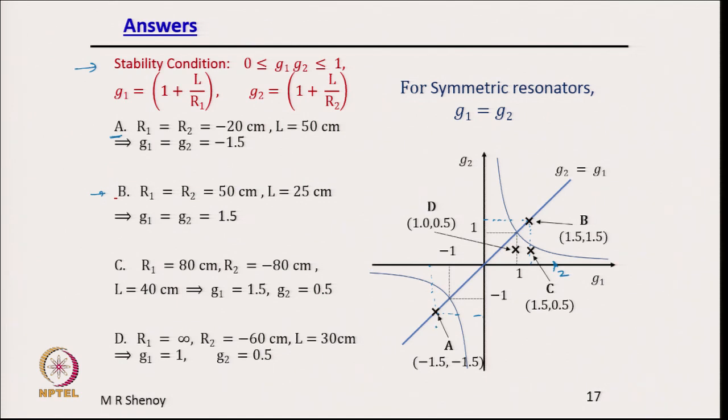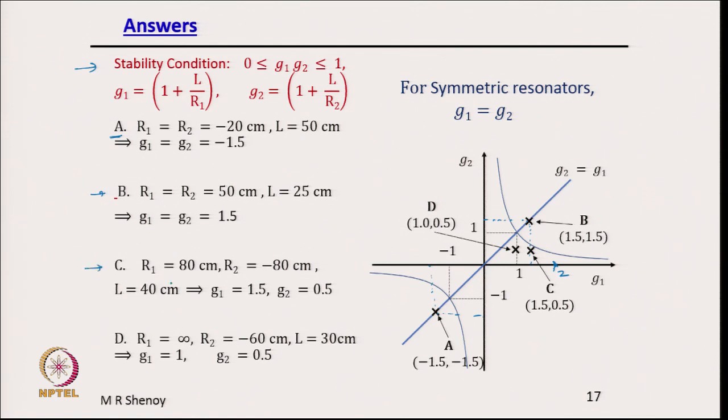But immediately you note that that is outside the stability region. Both A and B are symmetric resonators, and therefore they lie on the y is equal to x straight line, that is G1 is equal to G2, but outside the stable region. Therefore, the immediate conclusion is, both A and B are unstable resonators.